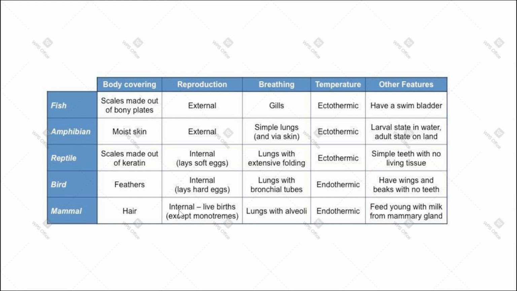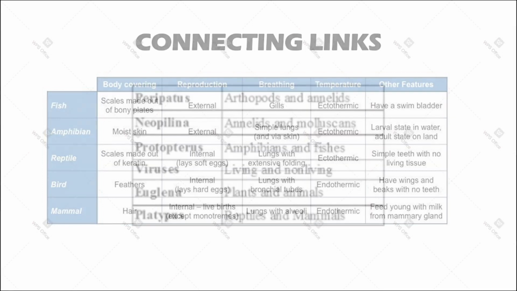Mammals have hairs, and fertilization is internal except in the monotremes, that is the platypus, and lungs with alveoli. Temperature is endothermic, and they feed young with milk from the mammary gland. Presence of the mammary gland is an important feature of the class Mammalia. So this is basically a short overview of the chordate phylum and its classes.